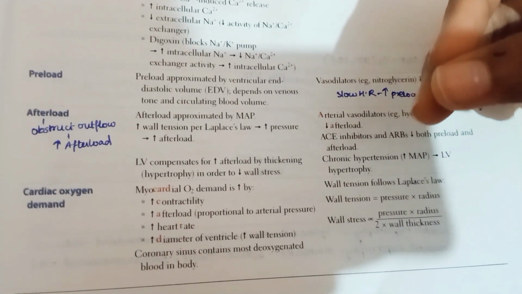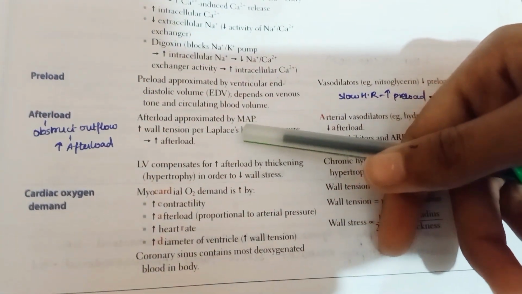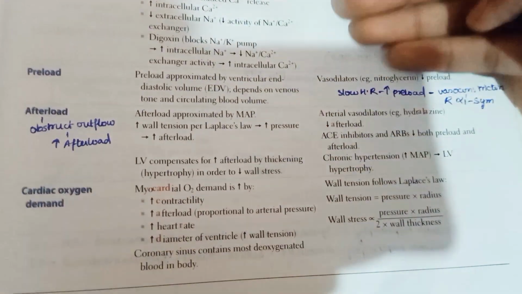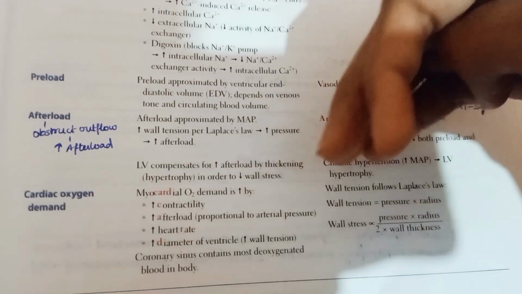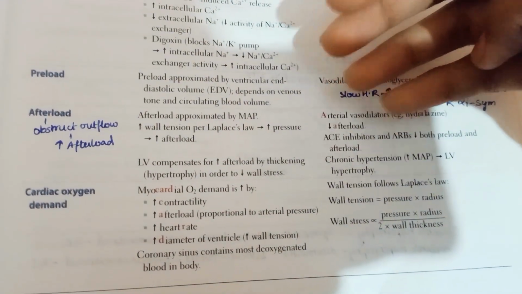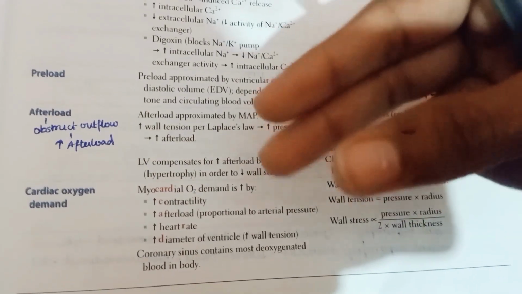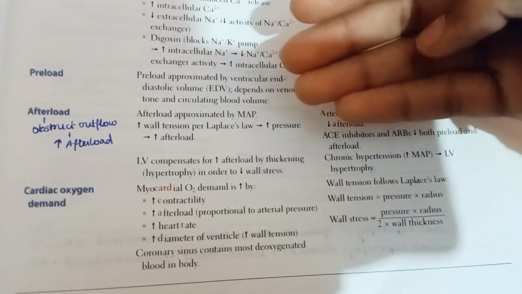Whenever there is more obstruction, that is more afterload, like that you can remember. Actually, afterload is approximated by mean arterial pressure. So when there is more mean arterial pressure, there is more wall tension according to Laplace law. That is nothing but more pressure, that is more afterload. So in this case, the heart is not able to pump blood because there is more systemic resistance.